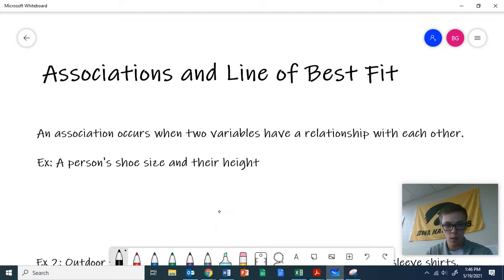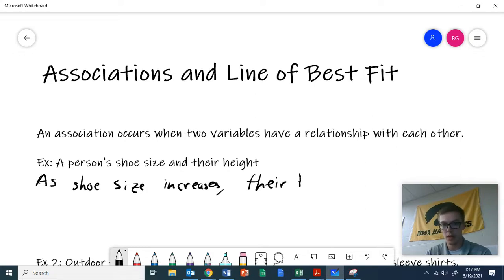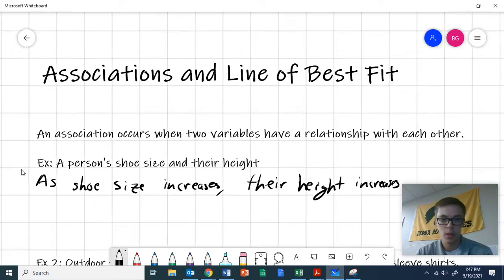And how does it work? Well, as shoe size increases, their height also increases. So I'm going to say their height increases. So they have a relationship. Okay, so those do affect each other. Now, we can also think of this as one is getting bigger, the other is getting bigger. You can think of it as positive as well. And we'll talk about that here in a little bit. Okay, so we're going to do a couple more of these like this.